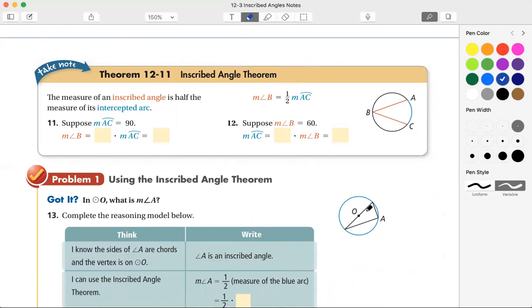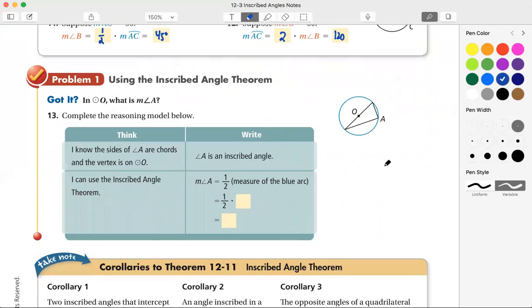So suppose that the measure of arc AC is equal to 90 degrees. Then the measure of angle B would equal 1/2 the measure of arc AC, which would equal 45 degrees. So the measure of angle B is 1/2 the measure of the arc. So suppose the measure of our angle B is 60 degrees, and we know the arc is twice the measure of that angle, which is going to be 120. Okay.